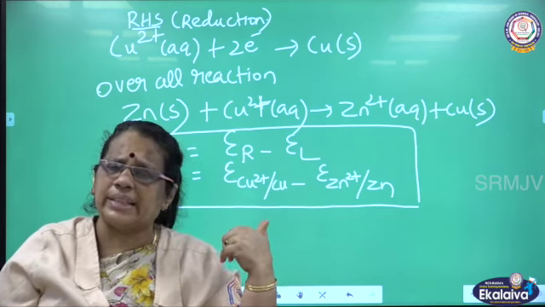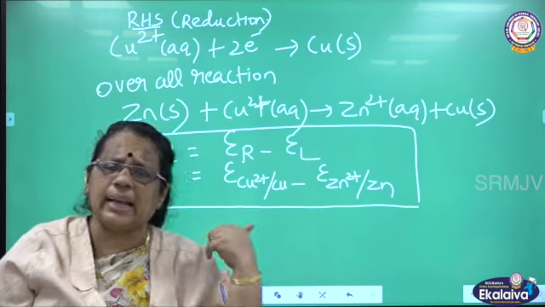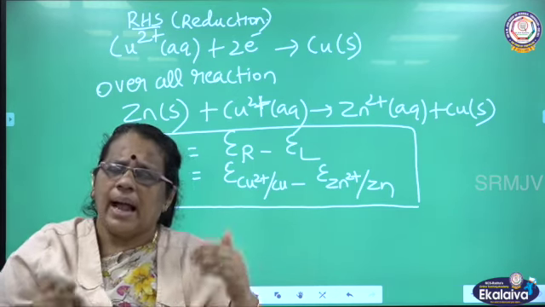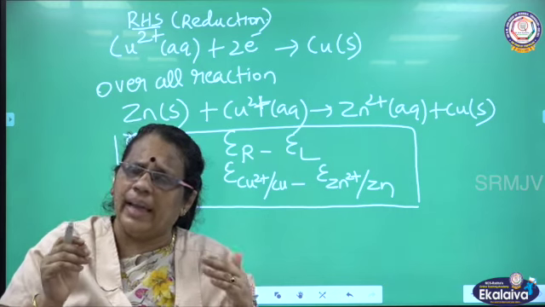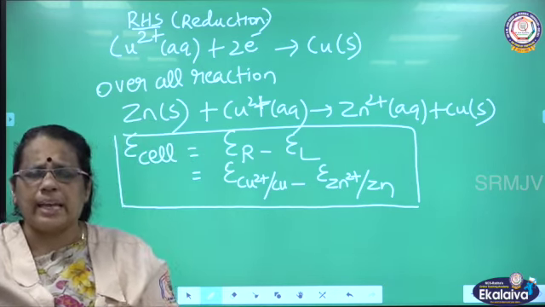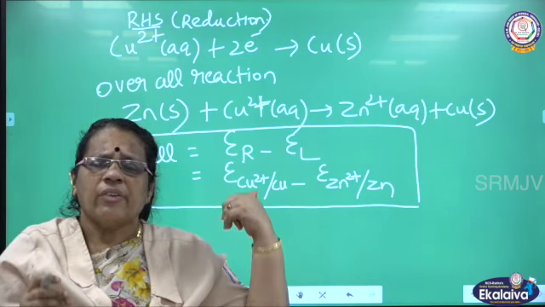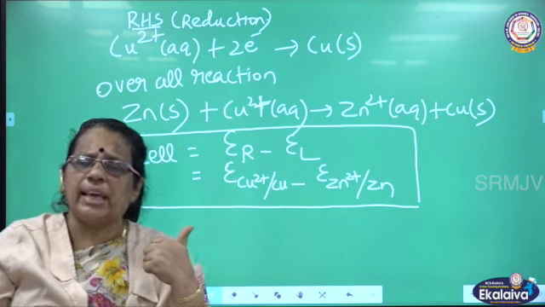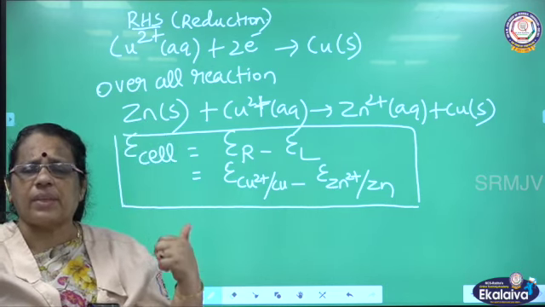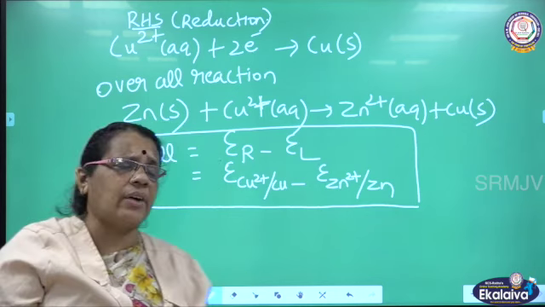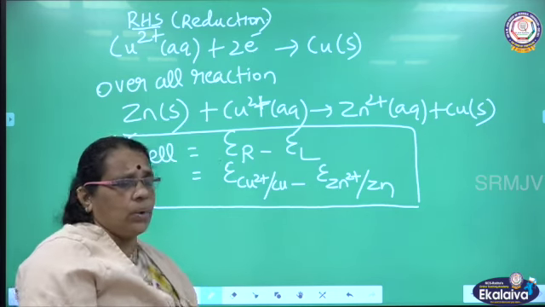So I have given one example. I have taken the Daniell cell as an example. I started to write the cell reaction, and I told you already the cathode and anode of the cell, and the different types of reactions that are taking place, that is, the redox reaction. Finally, I gave the formula to find the EMF of the cell, that is, the EMF of the cell is equal to the difference between the electrode potentials of the cathode of the cell and the anode of the cell.